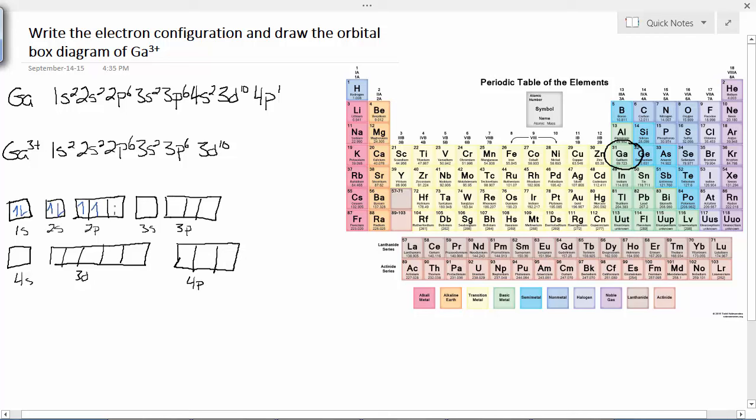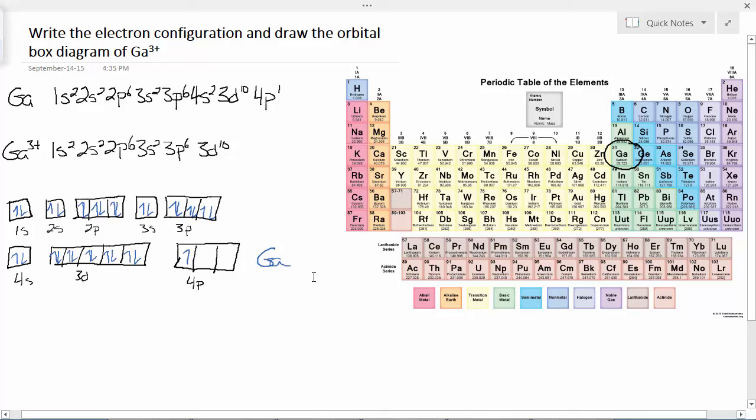So let's put the electrons in. Again, remember the up and down arrows each represent 1 electron. So 3p, 6 arrows, 6 electrons, 3p6. 4s2, 3d10, and I'm going to have 4p1. This would be gallium.